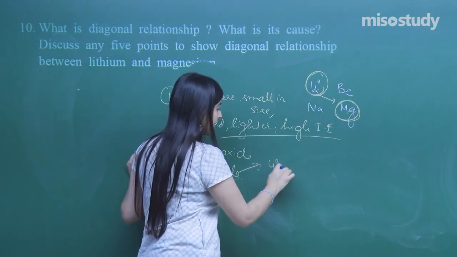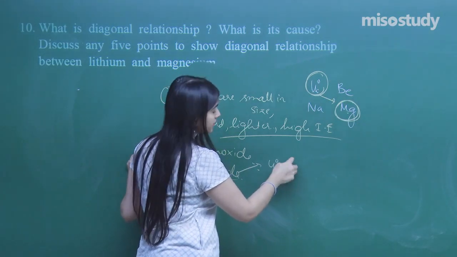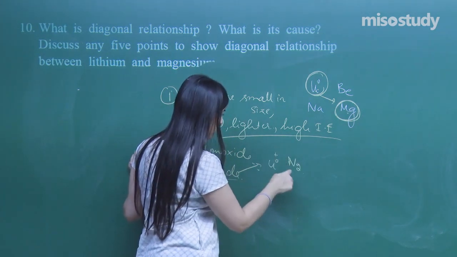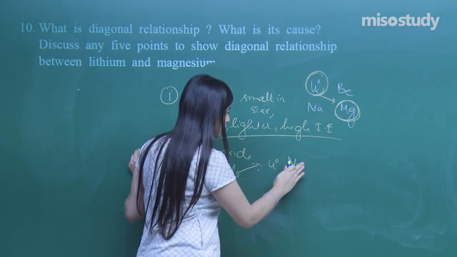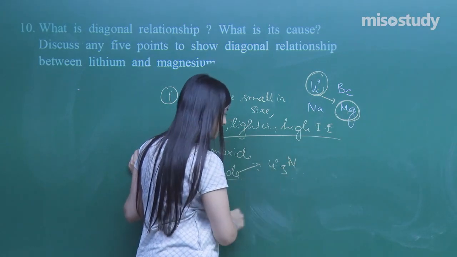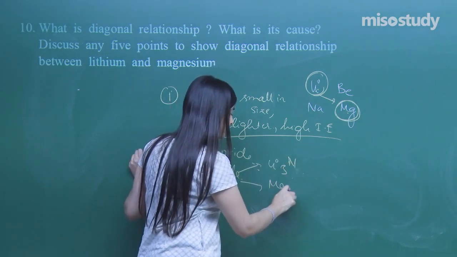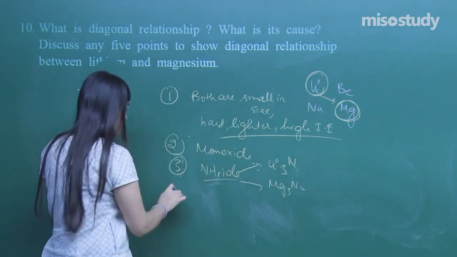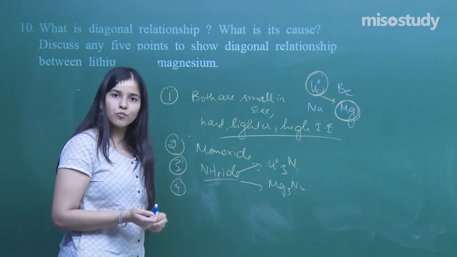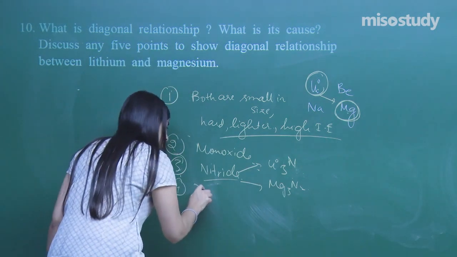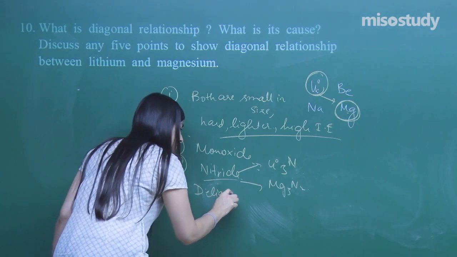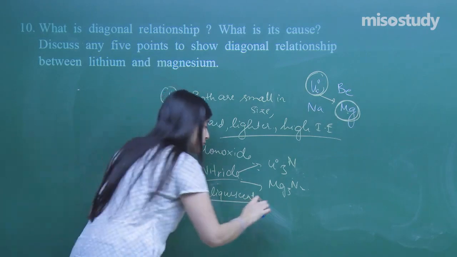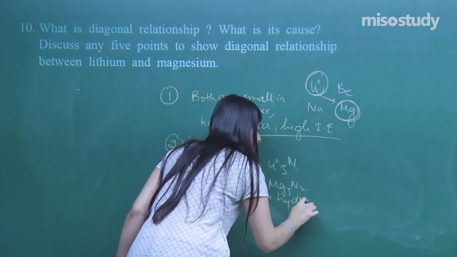What are the nitrides formed? Nitride is 3 negative, Li is plus 1, so it will be Li3N, and Mg3N2 for magnesium. That is the third point. Fourth, both of them are deliquescent, and both of them form hydrates. You can very well write the hydrates.